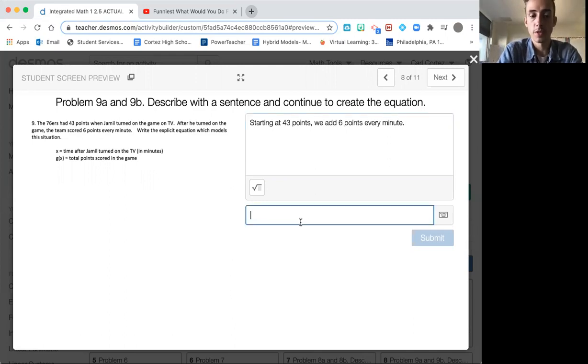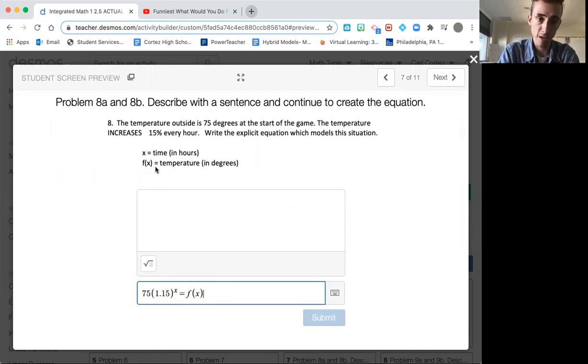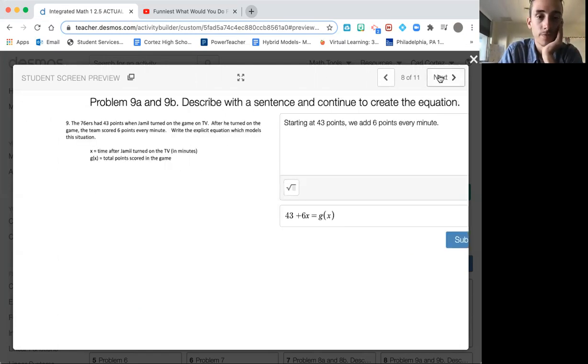Okay, so the equation is going to be similar. Start at 43, add 6 for every minute. And this is all equal to g of x. And this would be equal to f of x. Sorry, I'm just noticing that I mentioned to put it in the f of x form. So there you go.